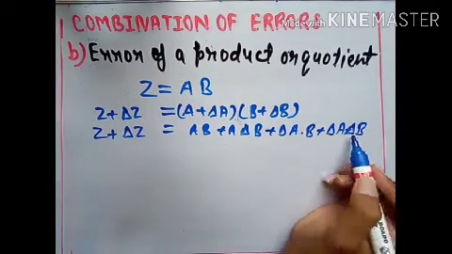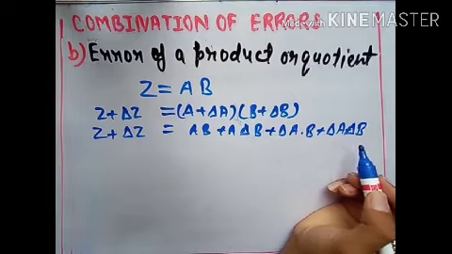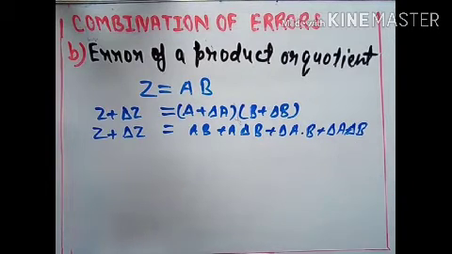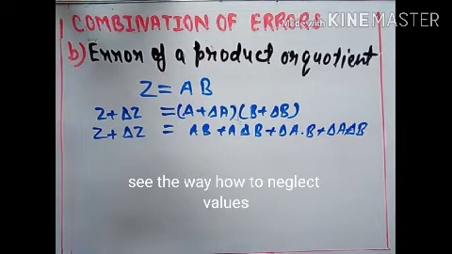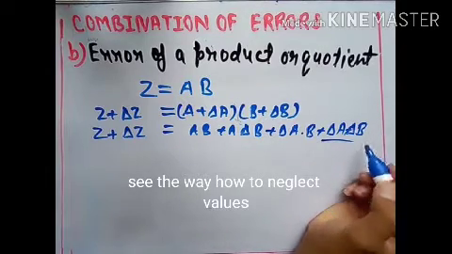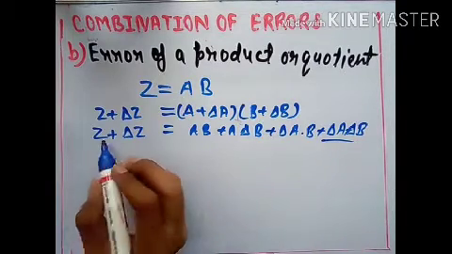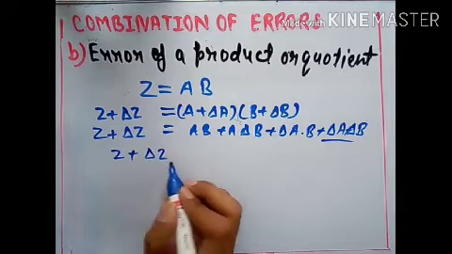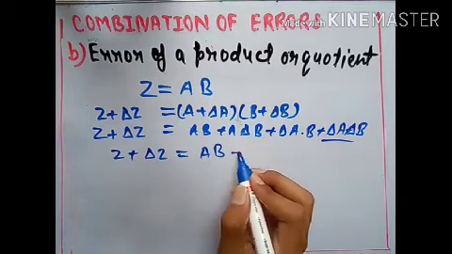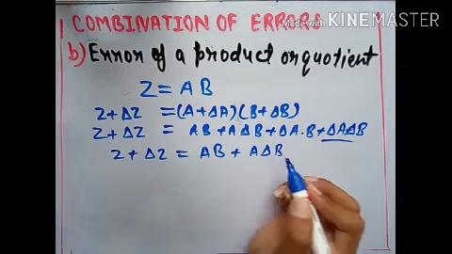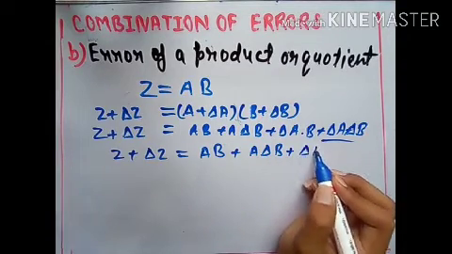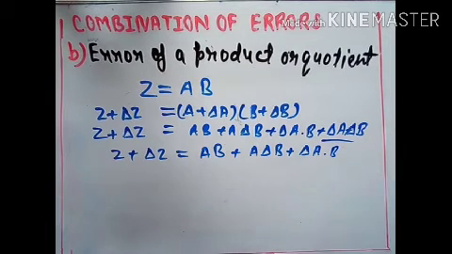Here you can see the two errors having small values have been multiplied. So when you multiply a value less than 1 by a value less than 1, it goes below the individual value, meaning this value can be neglected. This value can be neglected because it is so small. Now what is left? Z plus delta z equals ab plus a delta b plus delta a multiplied with b.